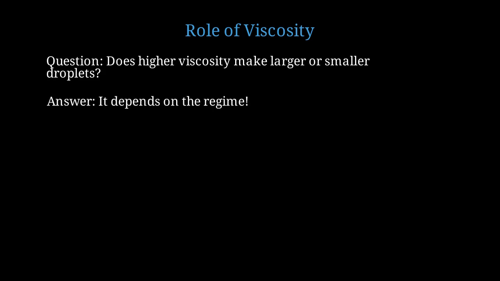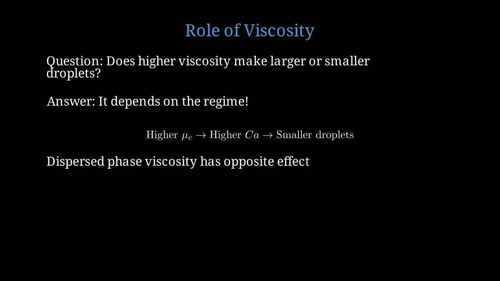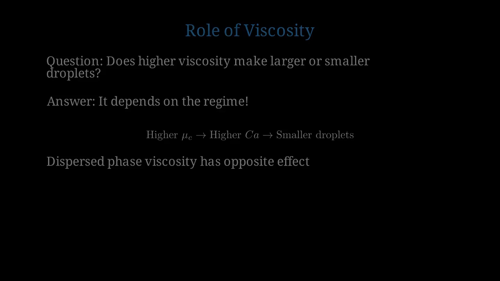In the squeezing regime, viscosity has little effect because the mechanism is geometric. But in the dripping regime, higher continuous phase viscosity increases the capillary number. Higher continuous phase viscosity means higher capillary number, which means stronger viscous forces. These forces pull the droplet thread thinner before breakup, resulting in smaller droplets. But dispersed phase viscosity has the opposite effect. Higher dispersed phase viscosity resists deformation and leads to larger droplets.